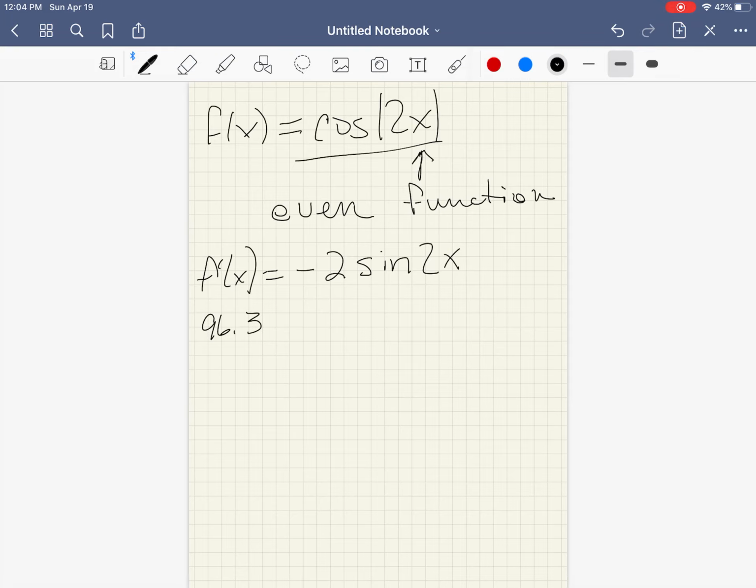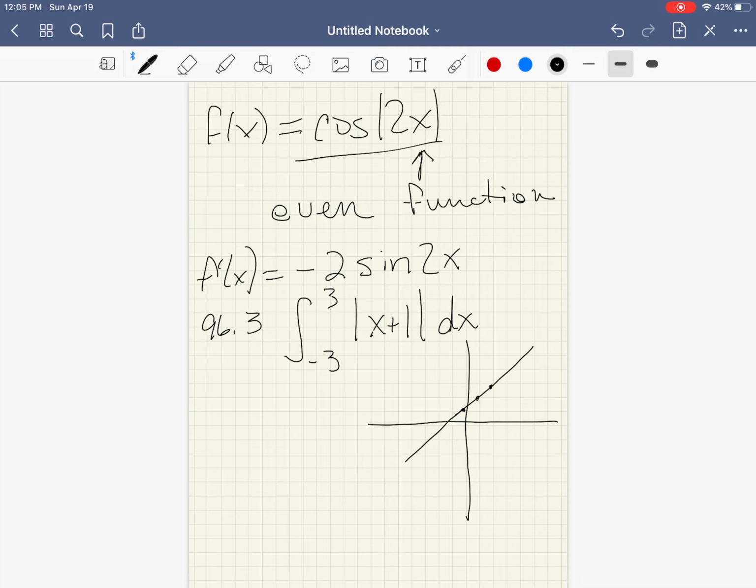Okay, the next one is the integral from negative 3 to positive 3 of the absolute value of x plus 1 dx. Well, we've got to think about this graph. This is just a graph of a line. It's a simple graph. X plus 1 means it starts here, has a slope of 1, so it's just going to go like this. The original line without the absolute value would be like this, right? And by taking the absolute value, it's just going to flip. Anything that was below is going to go above the x-axis instead.